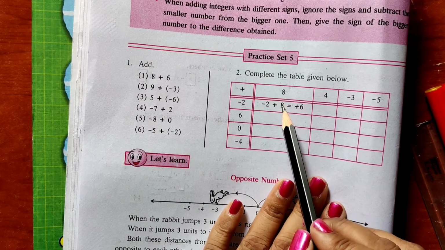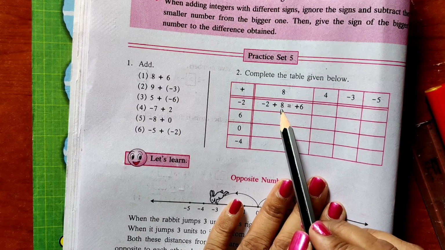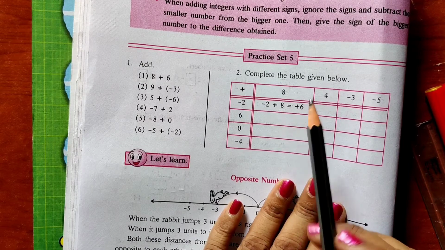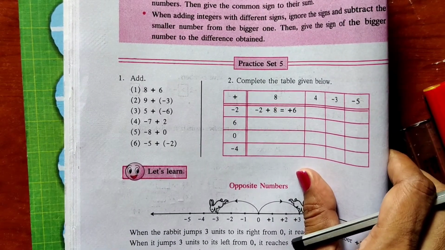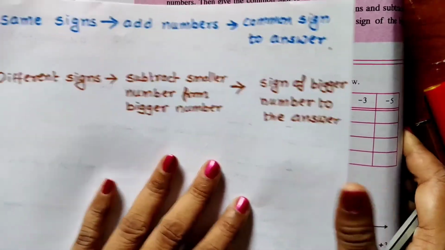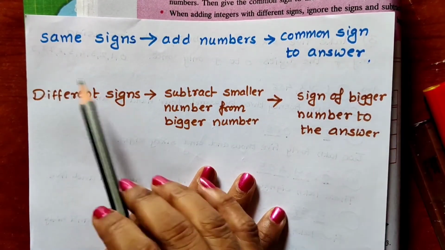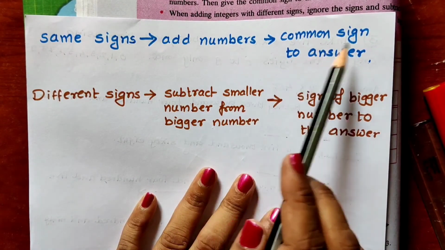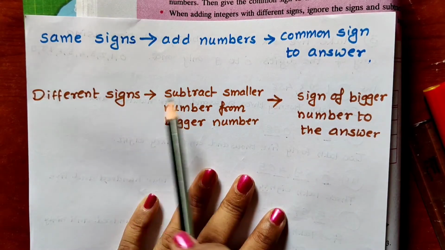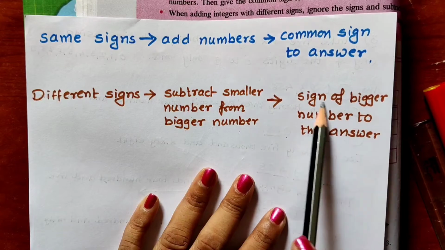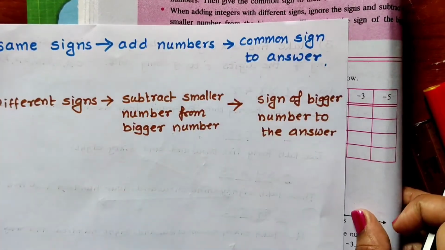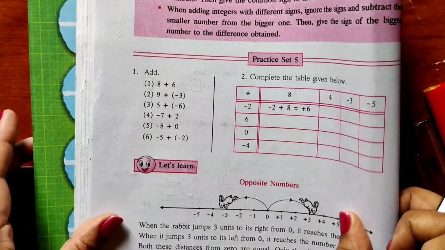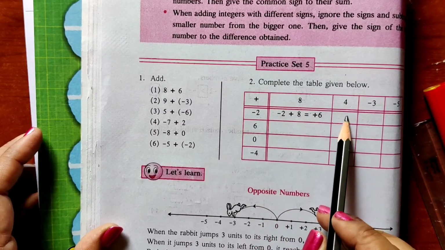Minus 2 plus 8. So minus and plus, two different signs. We will have to subtract the smaller number from the bigger one and give the sign of the bigger number to the answer. So the rule which we have seen before, we will be applying the same rule again here. When same signs are there, we add the numbers and give the common sign to the answer. And when different signs are there, subtract the smaller number from the bigger number and give the sign of the bigger number to the answer. Same rule we will be applying. So let us see. First column is solved.